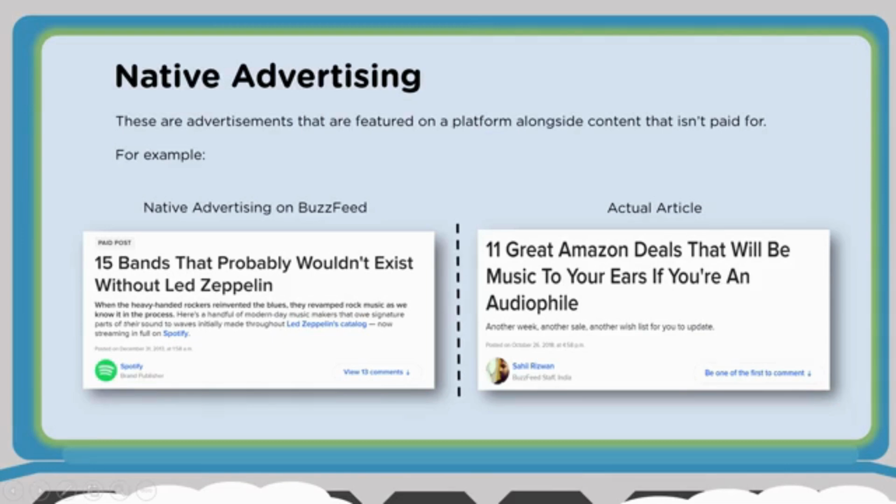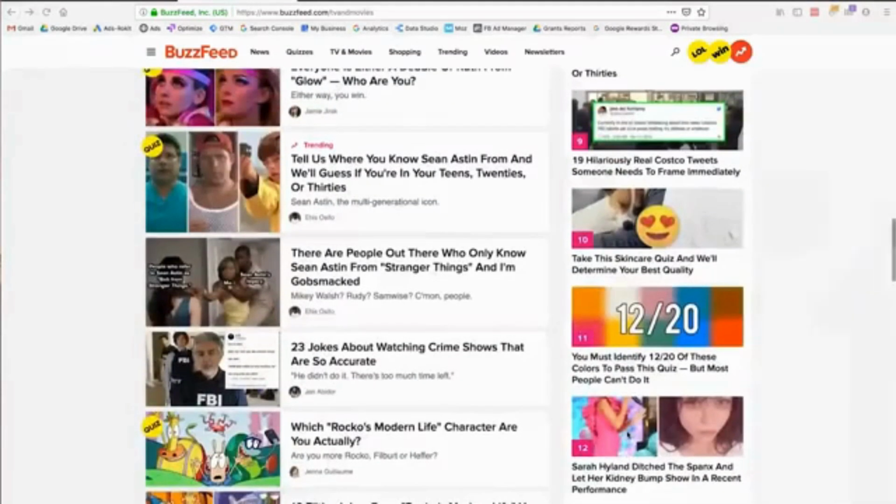So the whole point about native advertising is making sure there's a connection between the ad and the article. Spotify is advertising their product and service on an article on BuzzFeed, which happens to be about music. So a good example, we used BuzzFeed just a second ago.